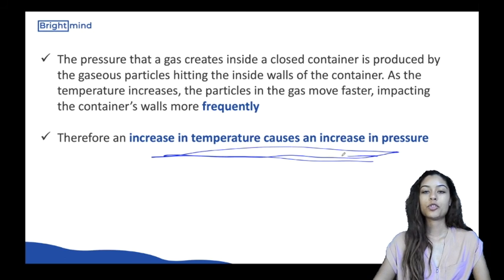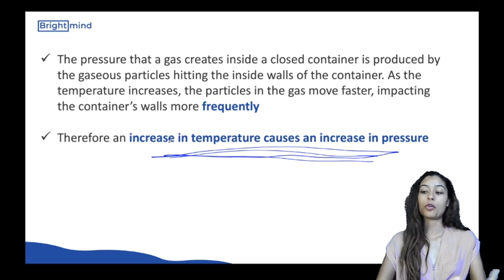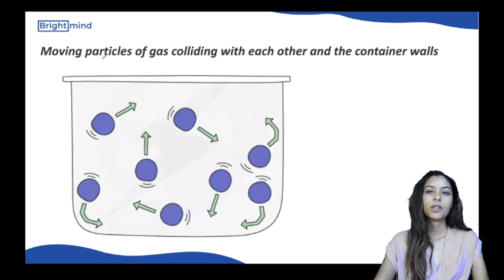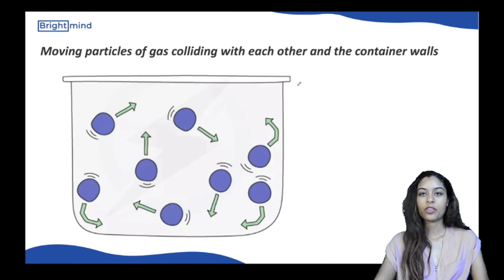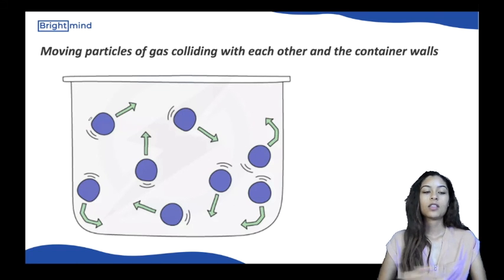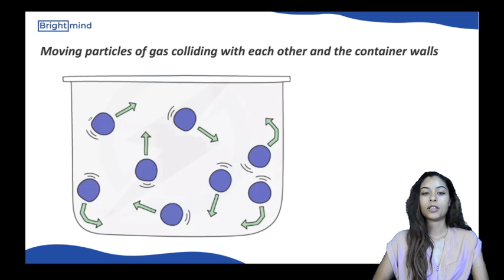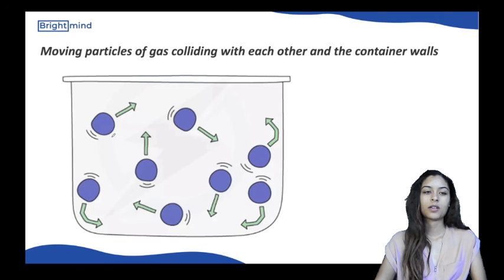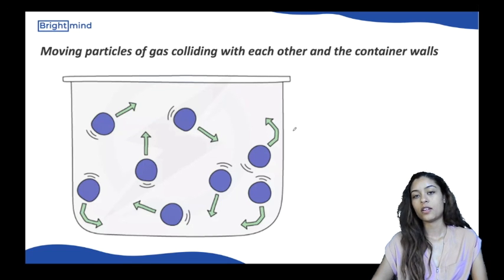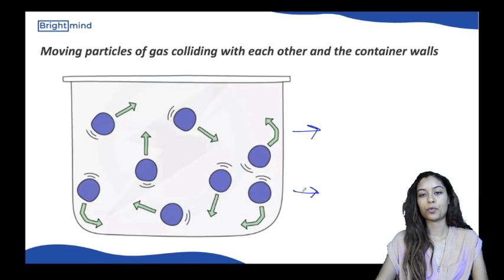Okay, so temperature and pressure for gases are proportional. And let's look at this diagram. So these are moving particles of gas colliding with the container walls over here. So we can see that they move in a random pattern. They have no fixed direction of motion. They collide with each other and with the walls of the container, and they create an outwards pressure.